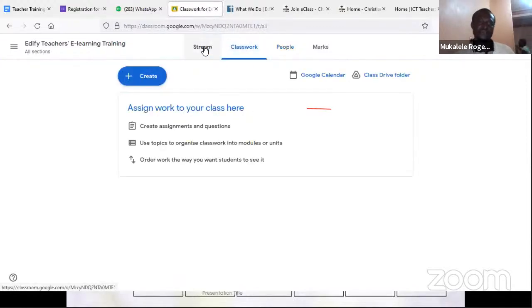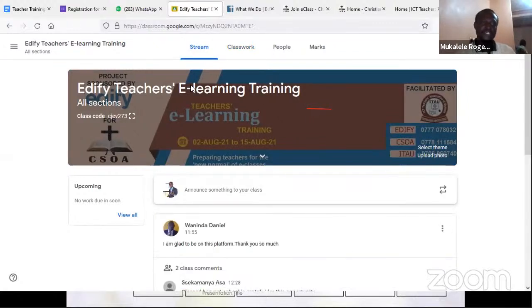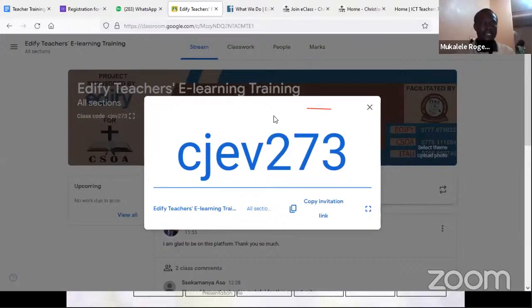We have put the class code on the schedule. The class code is here. You can write it down. You will need it to join the Google Classroom. For now, you are going to join as a student.